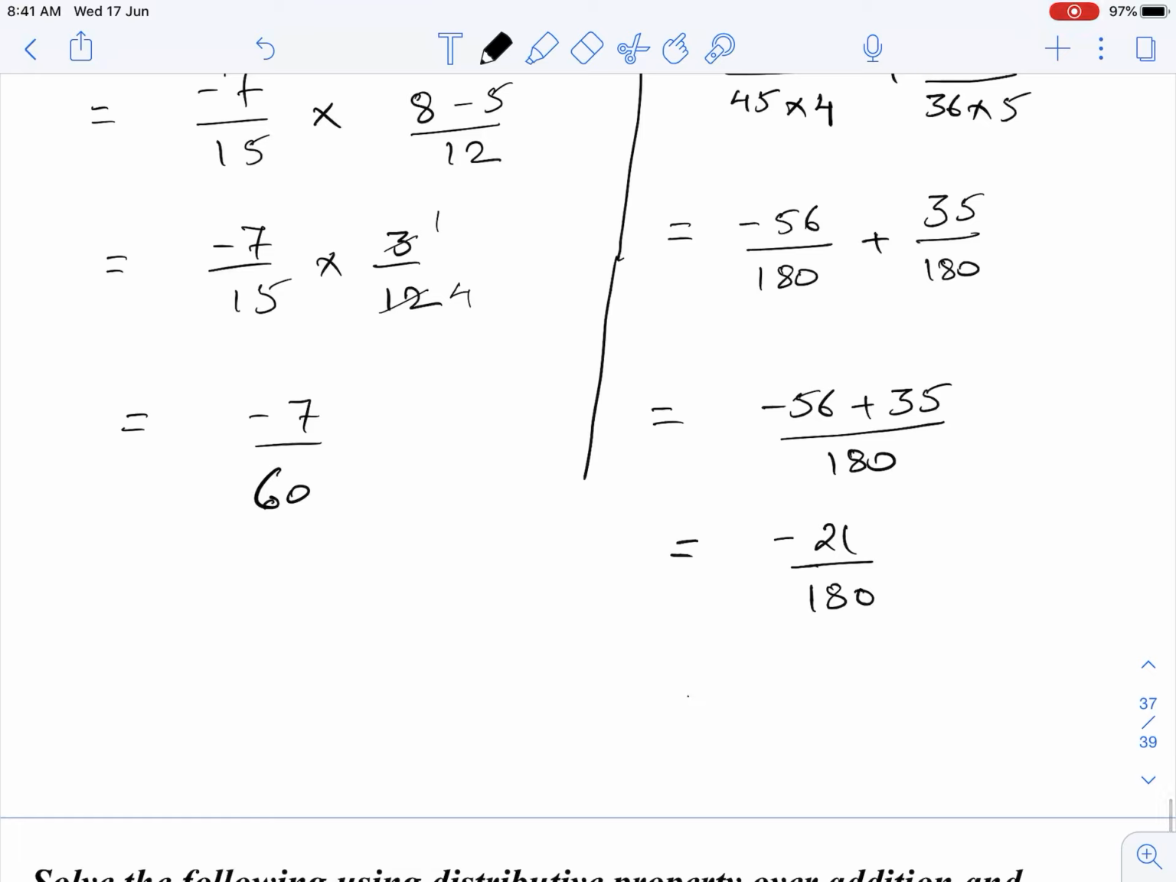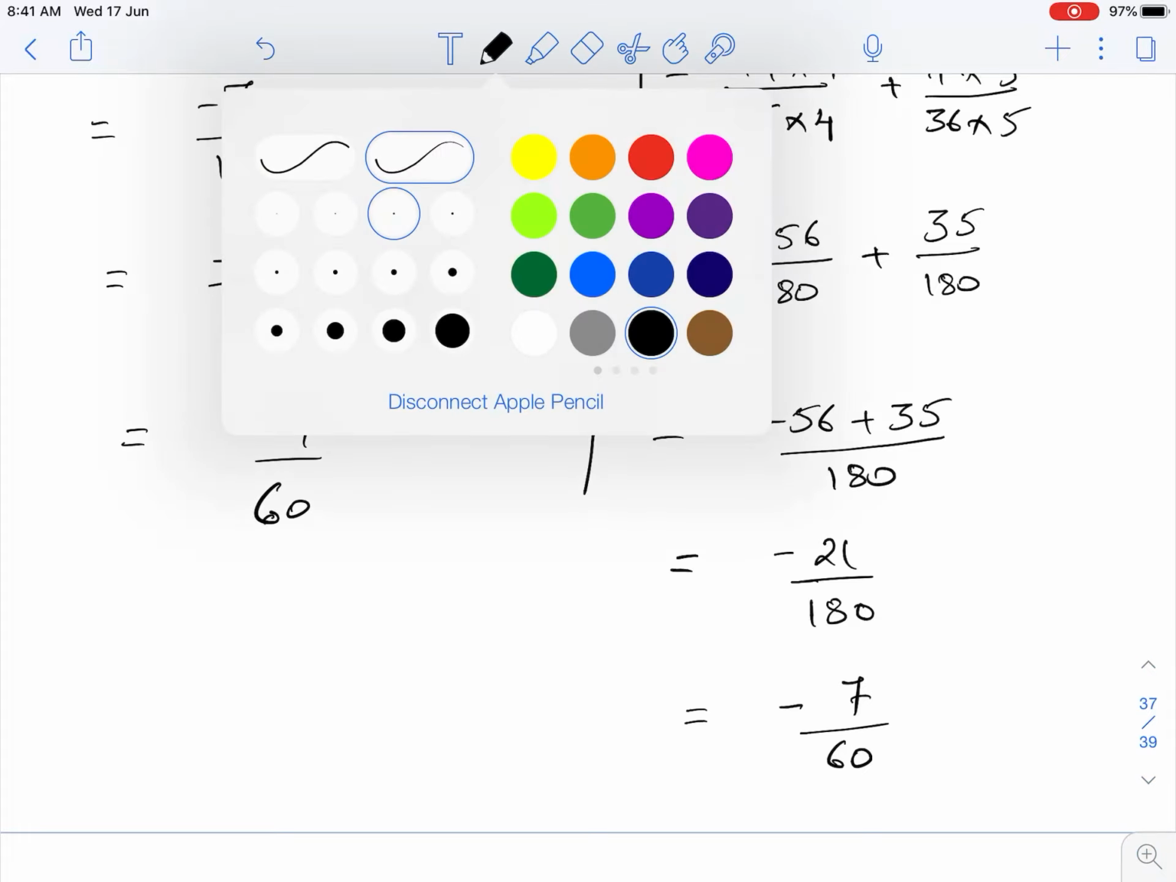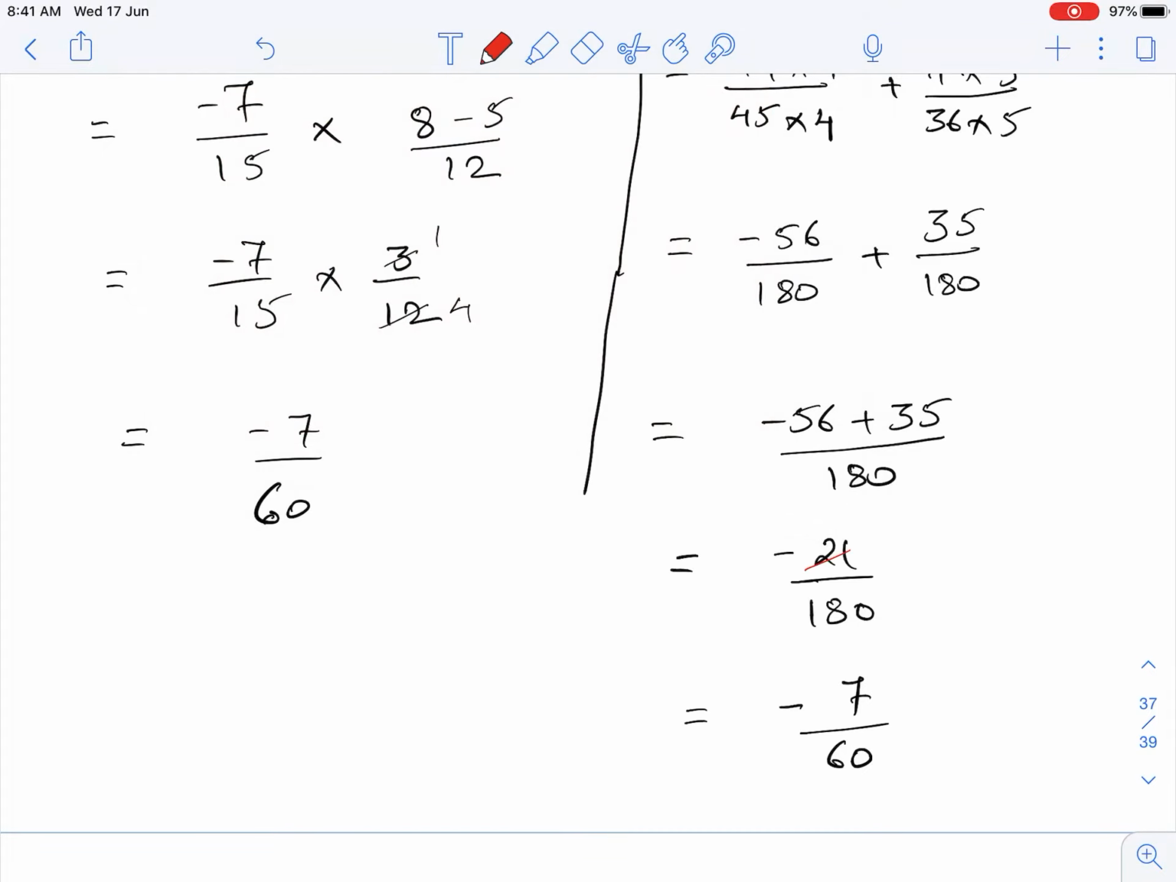Now again we have to check whether we can cancel this term or not. Yes, both the numbers are divisible by 3. So we can write it as 3 7s are 21 and 3 60s are 180. So this is our final answer. 3 7s are 21 and 3 60s are 180.